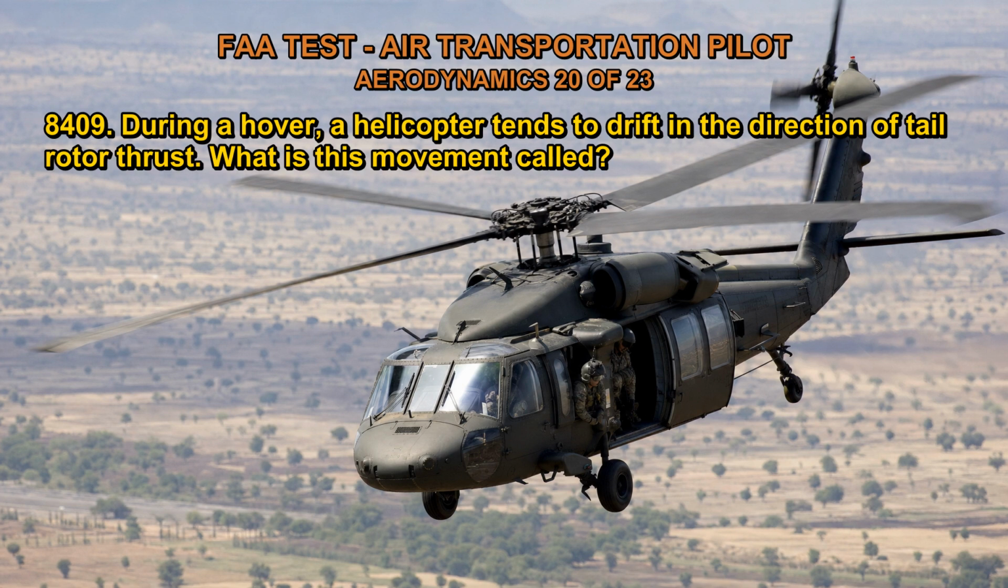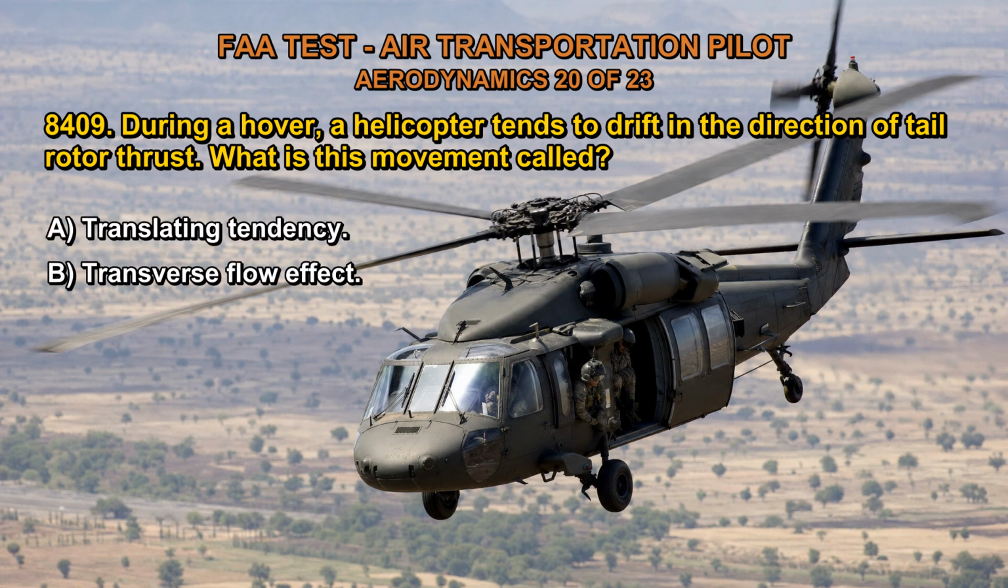Q8409. During a hover, a helicopter tends to drift in the direction of tail rotor thrust. What is this movement called? A. Translating tendency. B. Transverse flow effect. C. Gyroscopic precession.